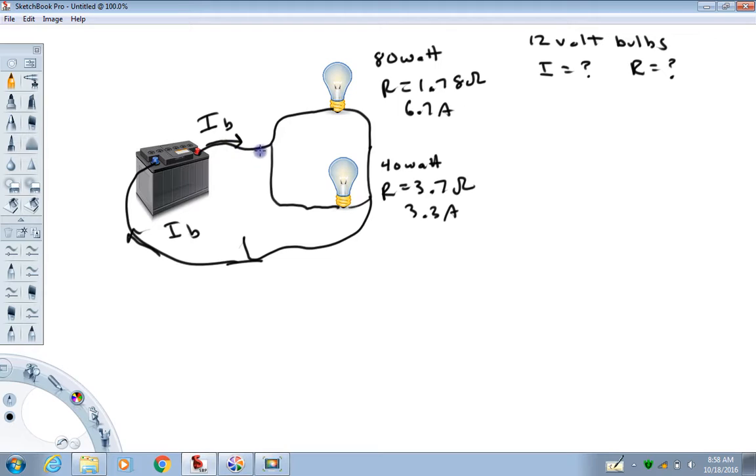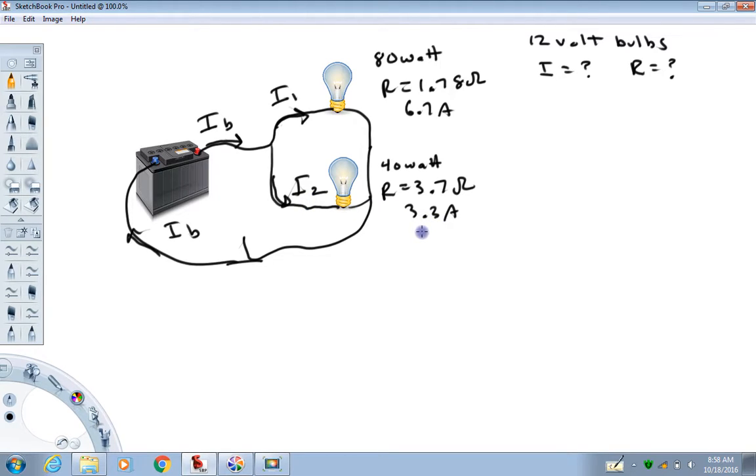Now, at this point right here, there's kind of a divvying. Some of this charge goes this way, some this way. So now we have two different currents. I'm going to draw them and call this one I1, the current through what I'm calling bulb 1. Then we're going to have another current here, I2. Now the I1 I've already found, 6.7 amps. The I2 I've already found, 3.3 amps.